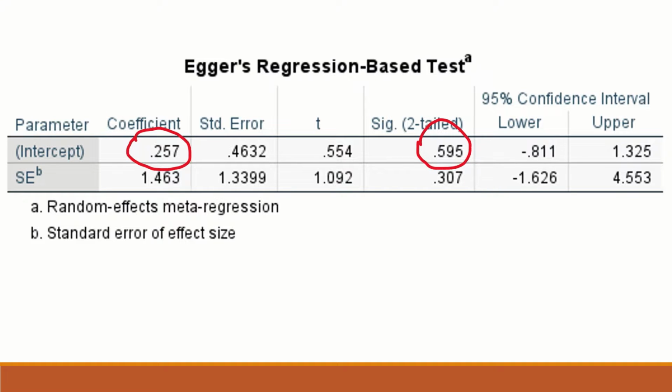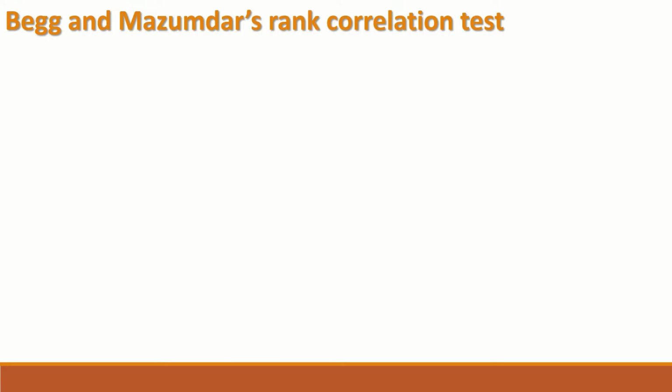So I have inserted here an output of Egger's regression test for an outcome that is continuous and based on SMD effect size, and as shown from the table here as circled, the intercept value is 0.25 and the p-value is greater than 0.05.